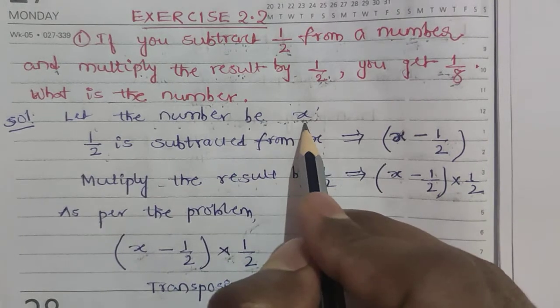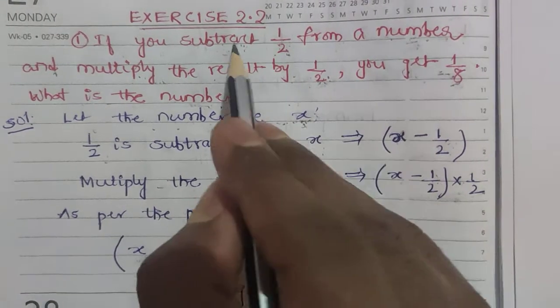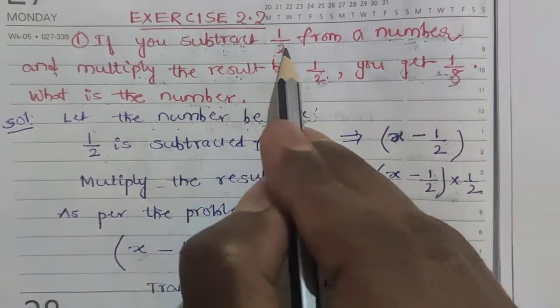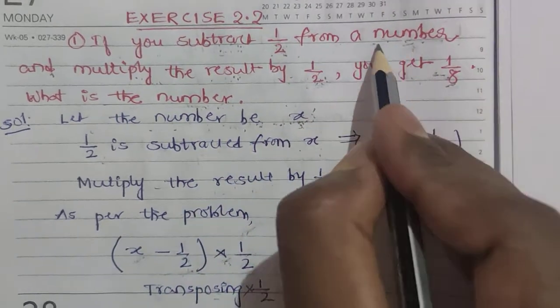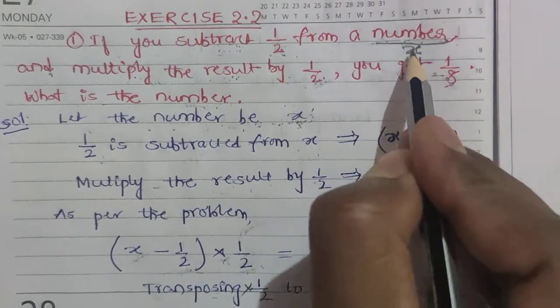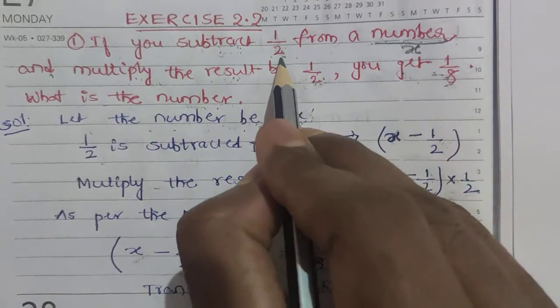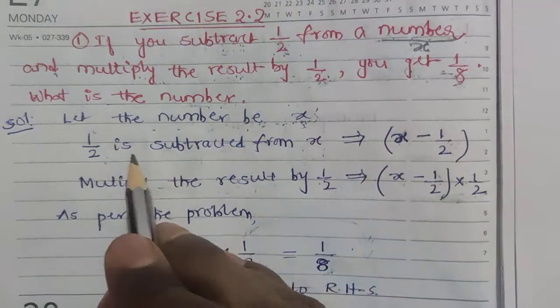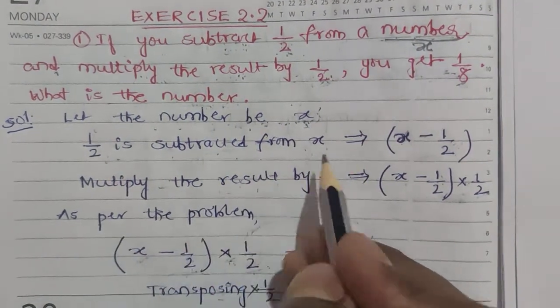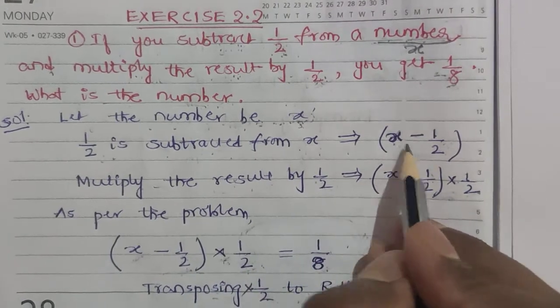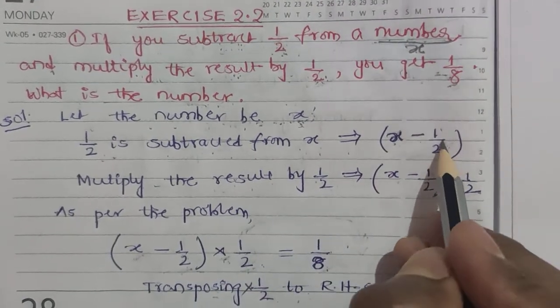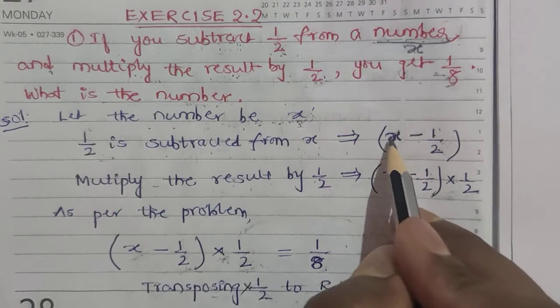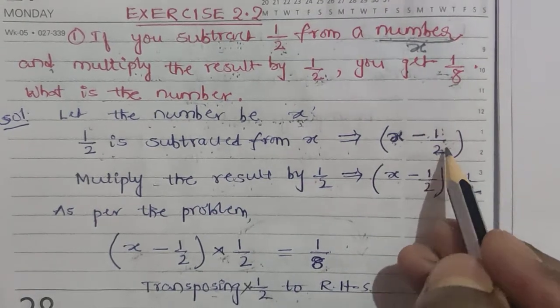Now after assuming the number as x, go to the first condition: subtract half from the number. So if the number is x, from this x you should subtract 1/2. Half is subtracted from x. That means it can be written as x minus 1/2.